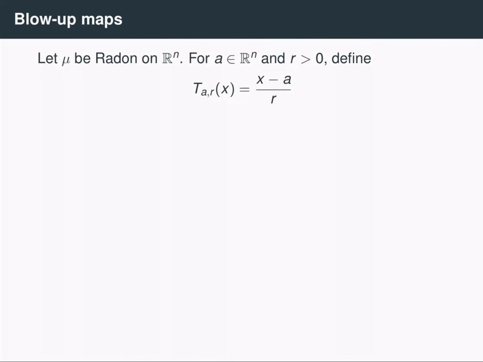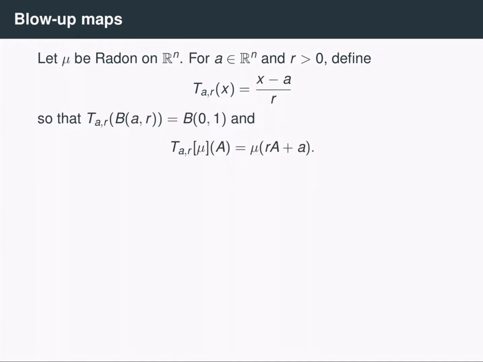So let's suppose we have a Radon measure mu, and we have a point a in Euclidean space and some positive radius r. We define T sub a,r to be equal to (x minus a) divided by r. This is the map that takes the ball centered at a of radius r onto the unit ball bijectively. And observe that if we look at the push forward of measure mu under this map T_{a,r}, then the push forward measure of a set A is the same as mu of (r times A plus a).